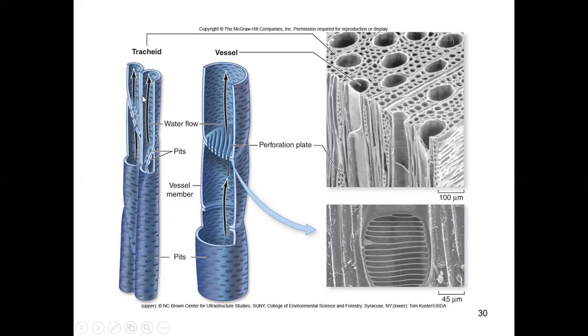So these are the tracheids, a tube-like structure, end to end, and at the end it is narrow, and another tracheid is joined in this way. So this is the tracheids here, and this is the vessels here.